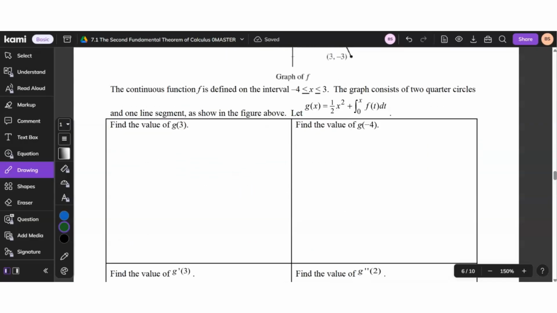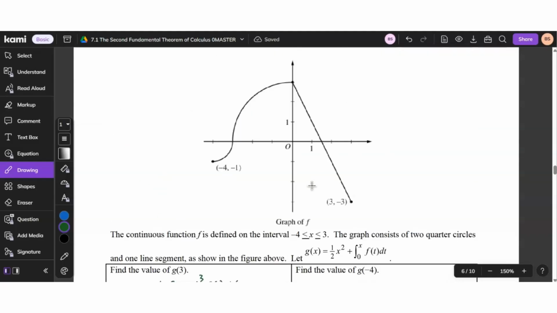So, in order to find our value of g of 3, first thing we're going to do is just plug it in and see what we need to do. So this is 1/2 of 3 squared plus the integral from 0 to 3 of f of t dt. This part here is pretty easy. That just becomes 9/2. And this part we need to calculate, right? We need to find the integral from 0 to 3.